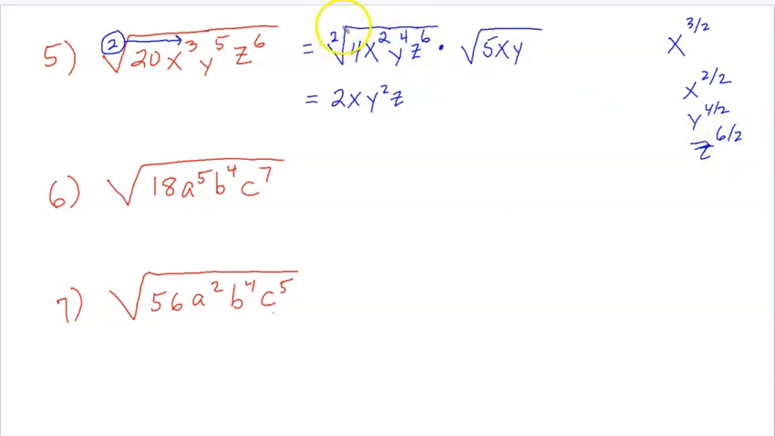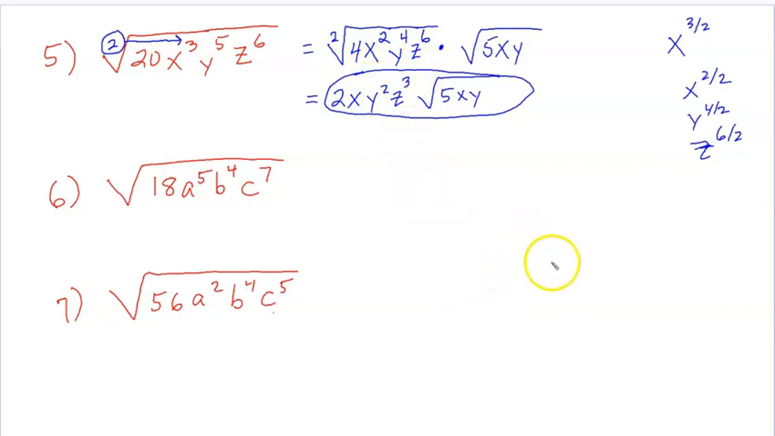Everything, all these exponents get divided by the root, and that would be z to the third. Now this right side radical, these are all leftovers. They can't be simplified. They stay radical. And so this ends up being my answer for number 5. All right, let's take a look at number 6.